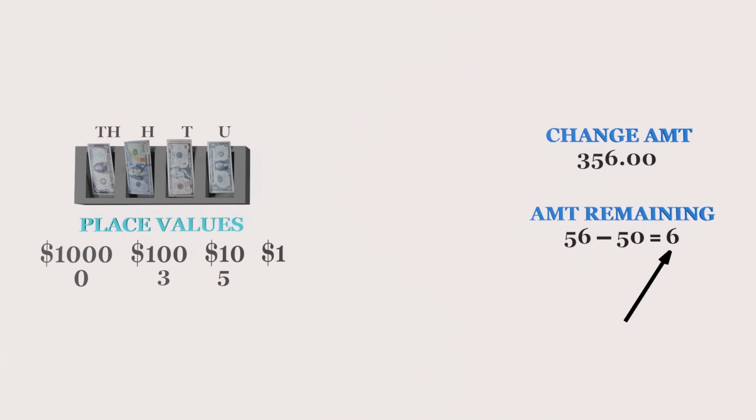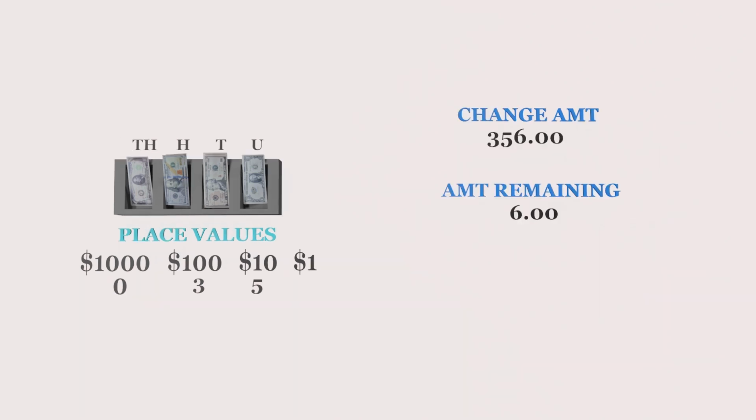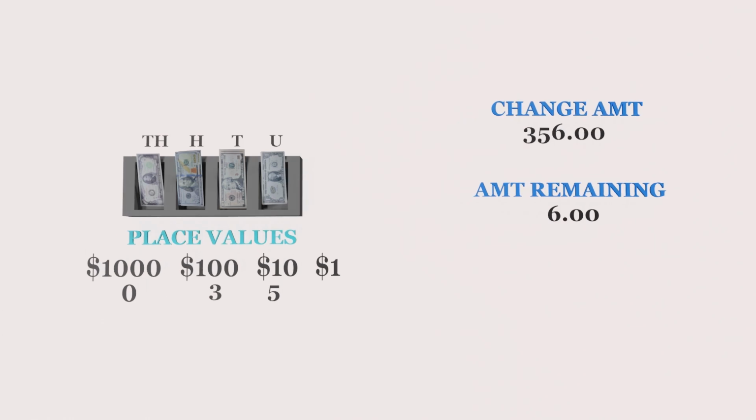6 singles or 6 units are obviously less than a $10 bill, a $100 bill, or a $1,000 bill. So we cannot use any of those denominations. And since this is the decimal number system, where numbers are arranged in sets of 10, any number smaller than 10, i.e. any number smaller than the number base itself, goes into the units column. Therefore, our remaining $6 are units, and they are placed in the units column.